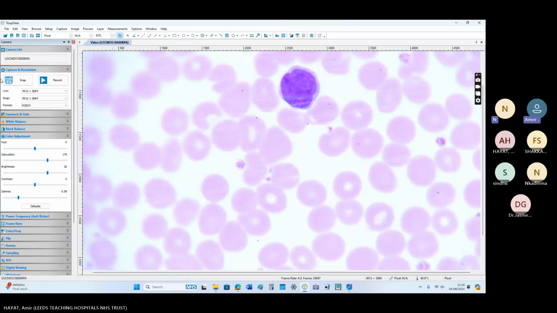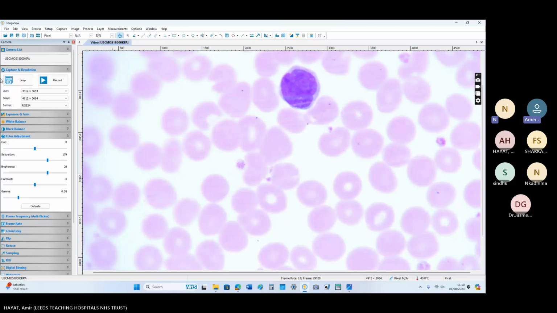BPDCN is usually diagnosed on skin biopsy, but it is very, very rare to give a presentation like this, because we have seen the blood films of BPDCN and they are completely empty. They don't have any significant cells in the peripheral blood film. But these cells are quite significant, mature, cerebriform, with pruritus, so you can narrow your diagnosis.